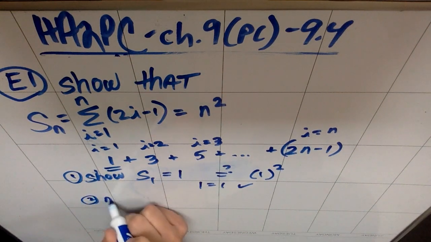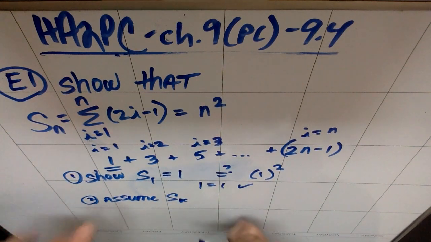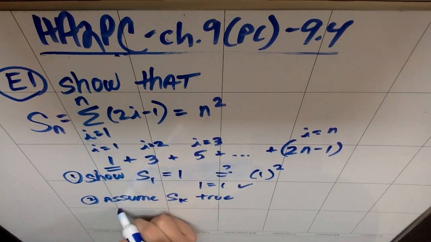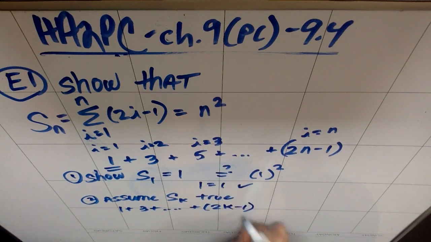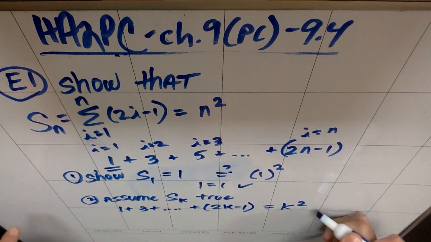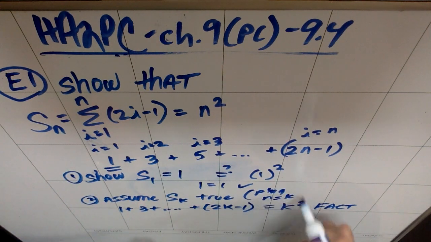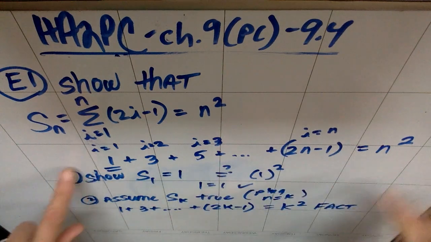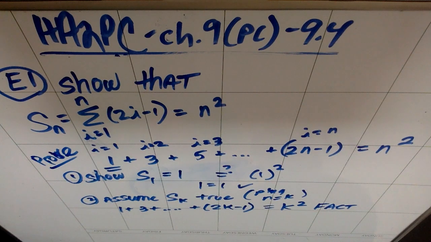The second thing I want to do is assume that this works for up through S sub k, through the kth term. So I'm going to assume that this is true. What I'm saying is that if I add 1 plus 3 plus all the way up until I get to 2k minus 1, that sum is apparently k squared. That's a fact. I'm assuming that's true, because that would be what happens. Essentially, all I'm doing is plugging in n equals k. Anywhere there was an n in this original expression, this thing I'm trying to prove, I would plug in a k and say, cool, that is a fact.